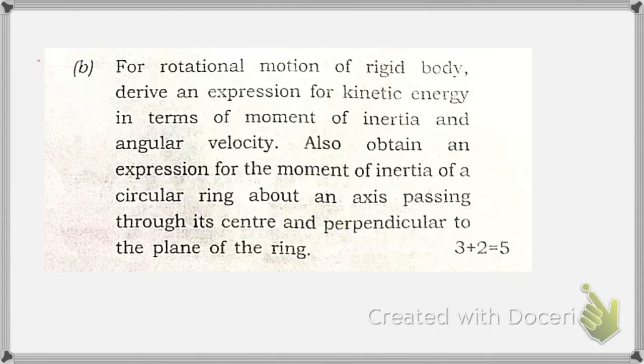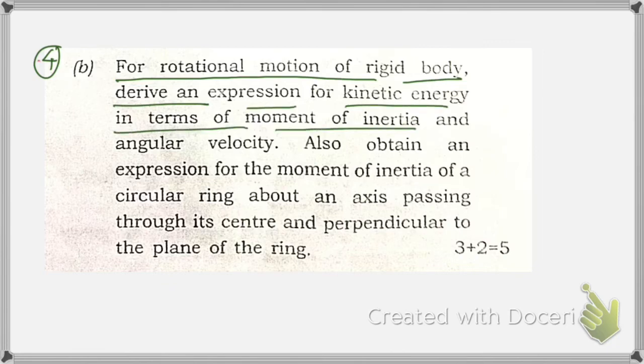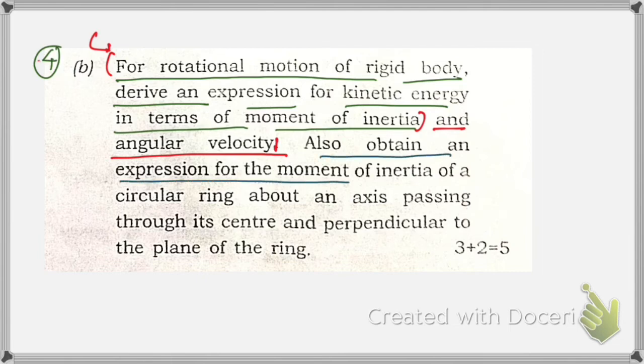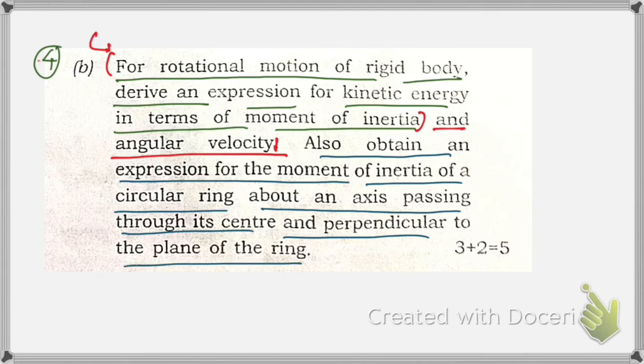So our next question is question number 4b. For a rotational motion of a rigid body, derive an expression for kinetic energy in terms of moment of inertia and angular velocity. Let me write the answer of this part first, then I'm going to give you the answer of the next part, that is, also obtain an expression for the moment of inertia of a circular ring about an axis passing through the center and perpendicular to the plane of the ring.